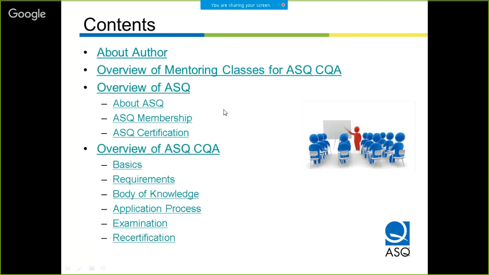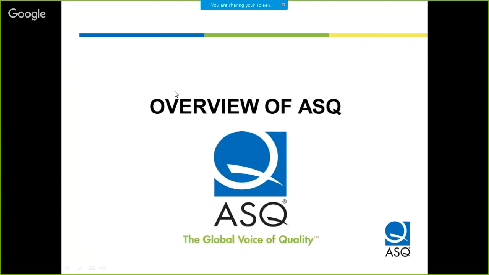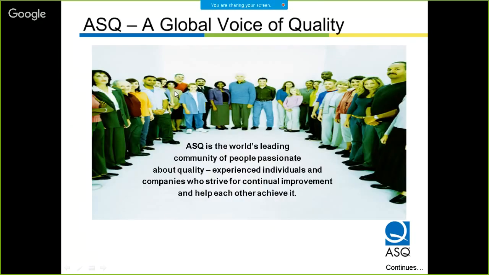Now we are going to cover the overview of ASQ. ASQ, the American Society for Quality, is a global voice of quality. ASQ is the world's leading community of people passionate about quality: experienced individuals and companies who strive for continual improvement and help each other achieve.